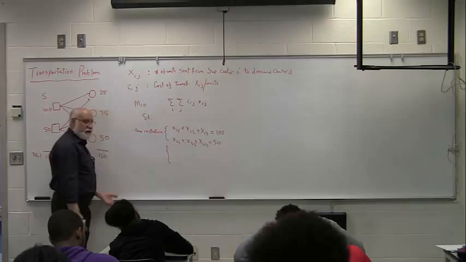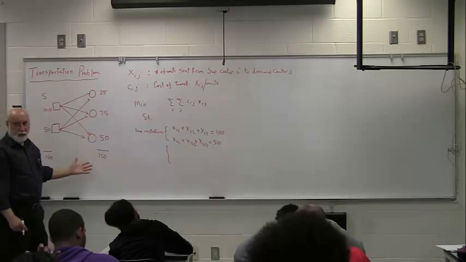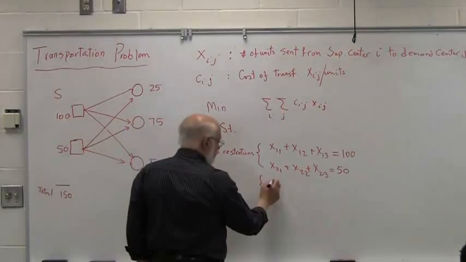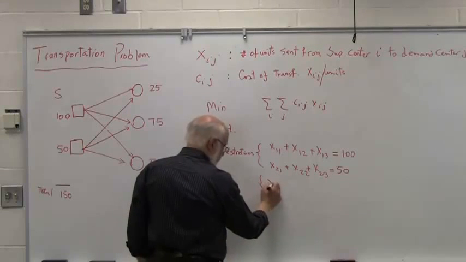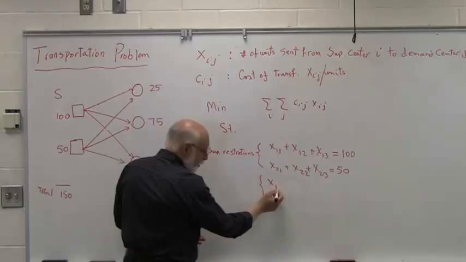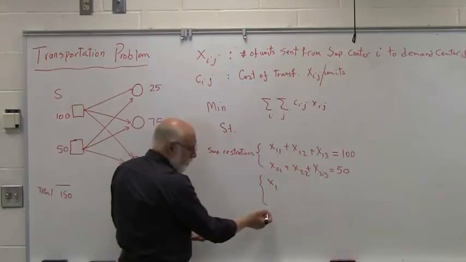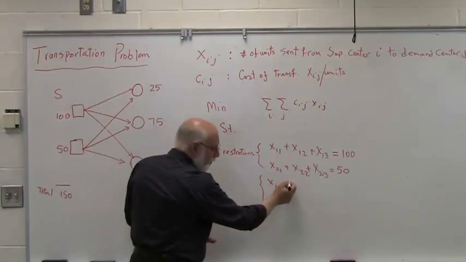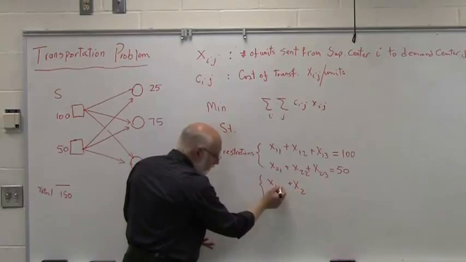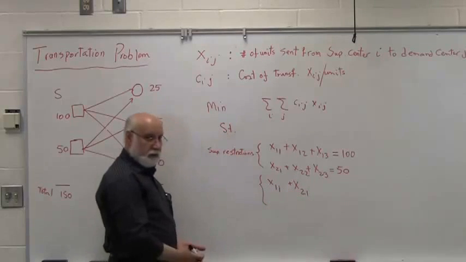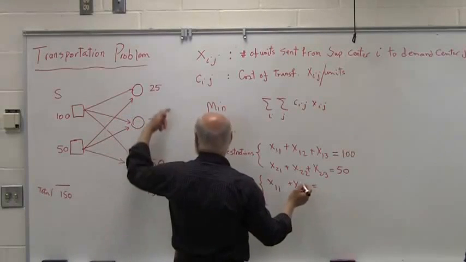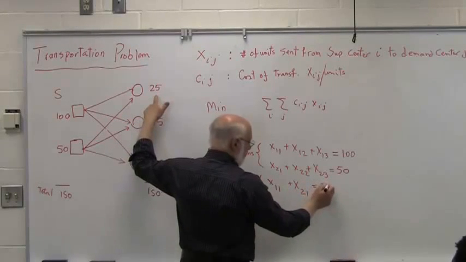You have another set of restrictions which deals with the demands. And that is, whatever is coming to one, it may come from one, or it may come from two. But it is coming to one. That has to be equal to 25.